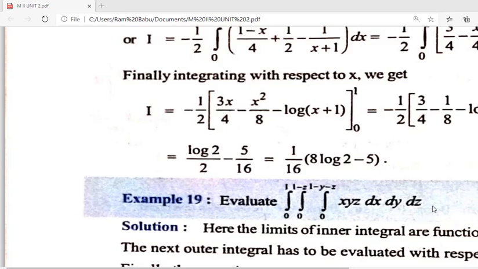Okay, now solve this problem on your own.